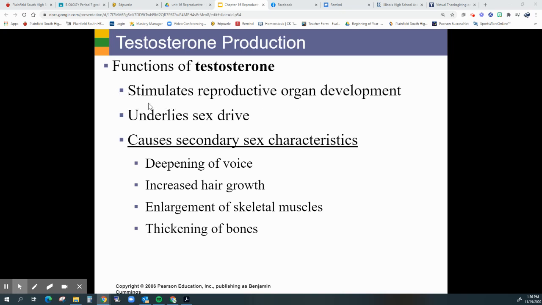Testosterone, its main production, what it really does is help stimulate the reproductive organ development. After that, it then provides the specific sex drive that males have. And then it causes all of these different types of secondary sex characteristics. So deepening of voice, increasing hair growth, enlargement of skeletal muscle tissue, as well as thickening of bone tissue.